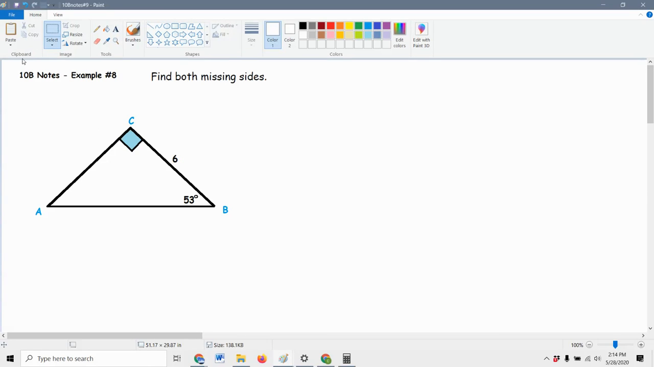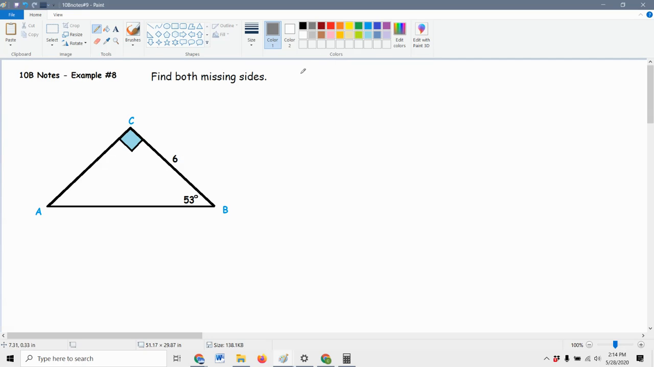Hi guys, this is the 10B notes, and we are doing example number 6. Now, the question asks us to find both missing sides. Up till now, we've often had a variable, an x, on one of the sides, and had to find one missing side. But how do we find two missing sides? Well, let's go ahead and get started.